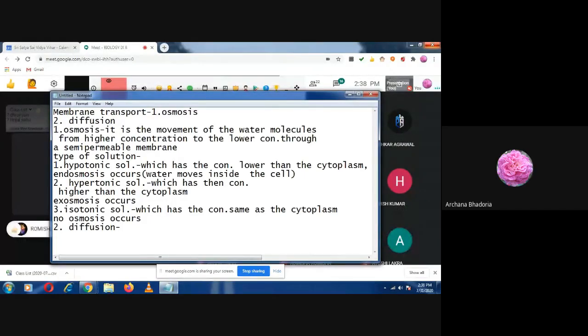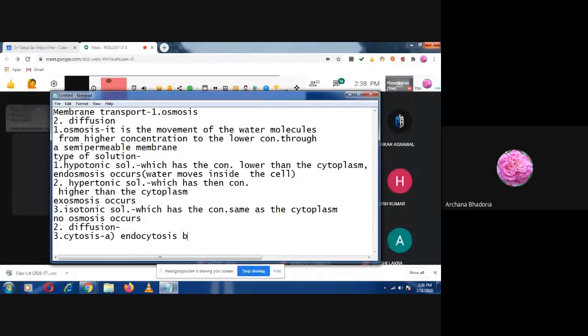Now I will come to the next process. So membrane transport: one is occurring by osmosis, second by diffusion, and the third one, write down, endocytosis. So cytosis, I can take up the word cytosis, and that cytosis is of two types. Endocytosis. Now endocytosis will mean what?